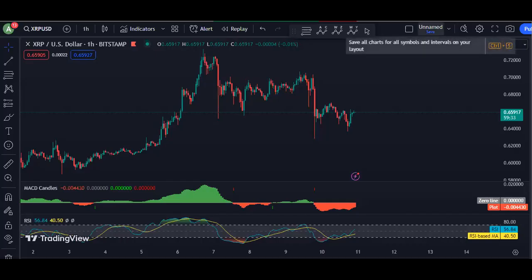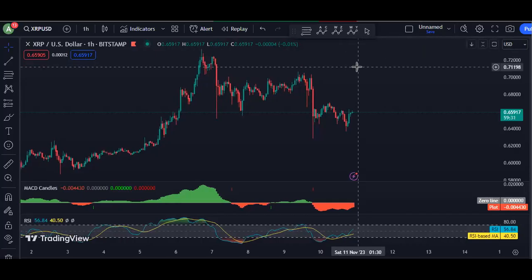XRP, we start with 1 hour chart. I just want to give a quick update. First of all, if you refer to my last analysis, when the price was exactly here, I mentioned my opinion that if I want to look for buy, I prefer to wait for the price to tag or break the previous low before we look for the next trade setup.